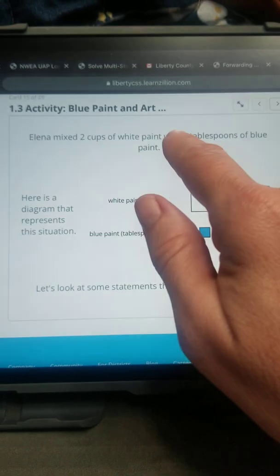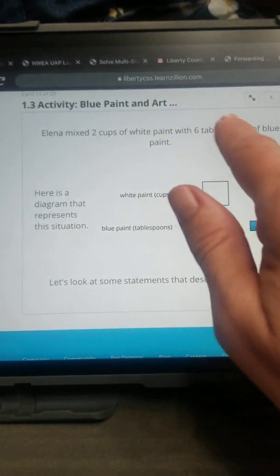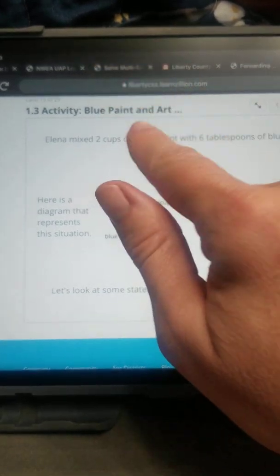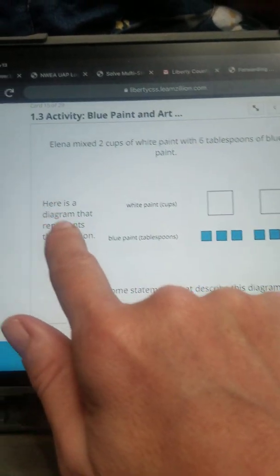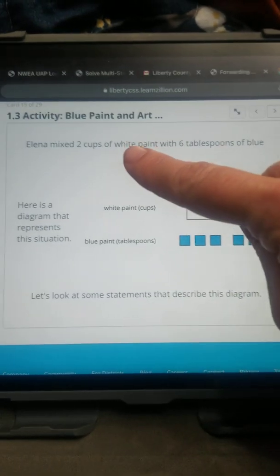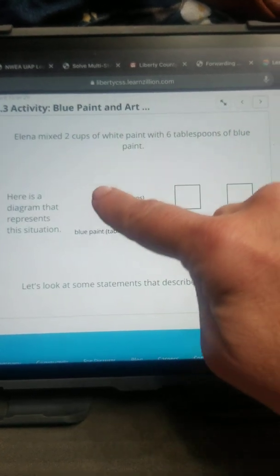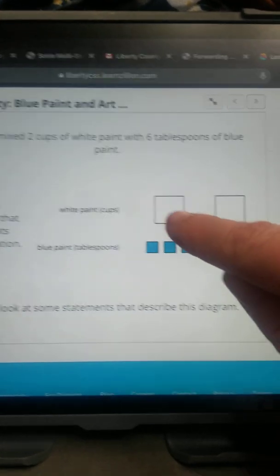Elena mixed 2 cups of white paint with 6 tablespoons of blue paint. So obviously she's wanting to create just a hint of blue into her paint. Here's the diagram that represents the situation. And it's helpful because the words fly out of your head as you're working on a problem. So sometimes it helps to draw it.